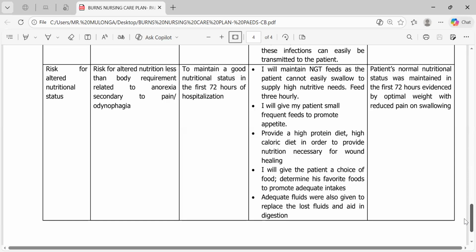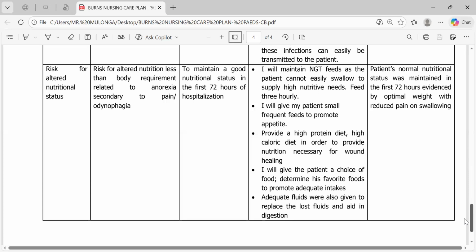So this is not something you can achieve in 1 day, 2 days, at least 3, 1 week. So even if you put throughout hospitalization, it is okay. In fact, that is what I prefer. Okay, let's look at the interventions. Number 1, I will maintain NGT fluids as the patient cannot easily swallow to supply high nutritive needs, feeds 3 hourly.